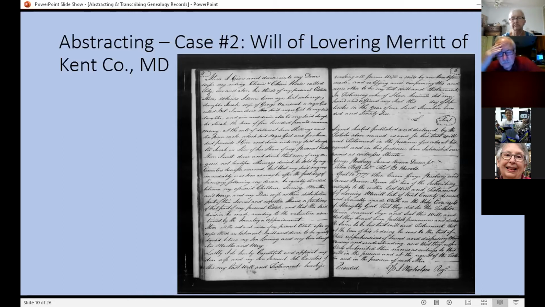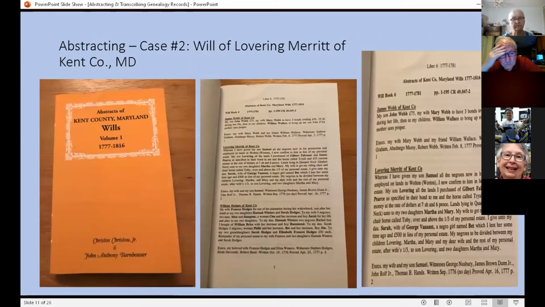So this will was published in a publication, Abstracts of Kent County Wills, by Chris Christo and John Barnhauser several years ago. And the way that Mr. Christo had abstracted the information, he was a little more detailed than some people would do with their abstracting. But it was enough information that you're able to piece together your family relationships, in a little more detail as towards what the people were actually receiving.